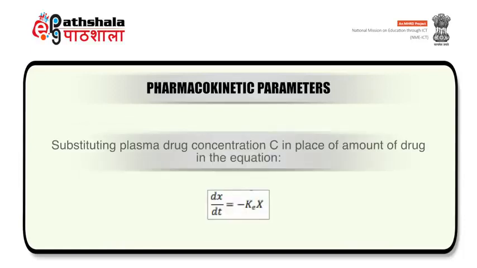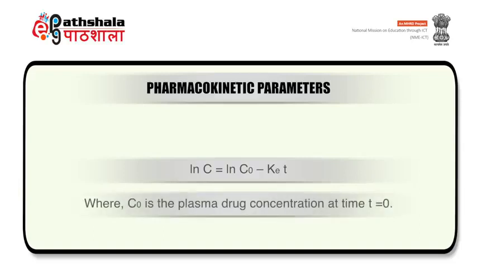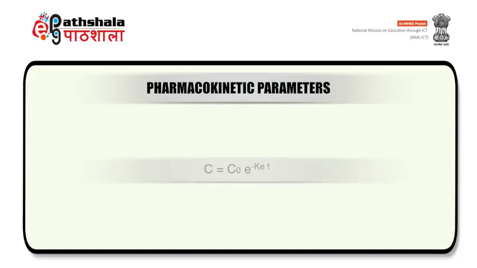Substituting plasma drug concentration C in place of amount of drug in the equation dX/dt = -KeX gives an integrated form of the equation, that is, ln C = ln C0 - Ket, where C0 is the plasma drug concentration at time t = 0. The equation may also be written exponentially as C = C0 e^(-Ket).